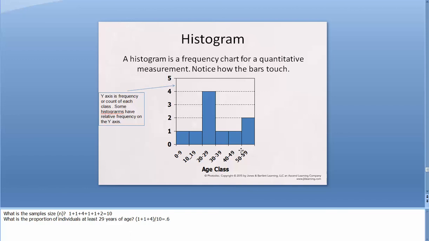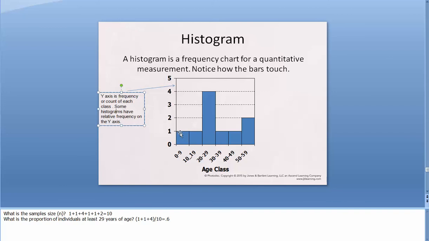So we mark down the groups on the horizontal axis, and then on the vertical axis you will have the frequency for each group. Okay, so if you remember, between 0 through 9 there was one person, 10 to 19 there was one person, and so forth. Now some histograms have relative frequency on the vertical axis, but in this one, they have just the plain frequency. All right. Okay. So now let's see, again, how do you find the sample size?